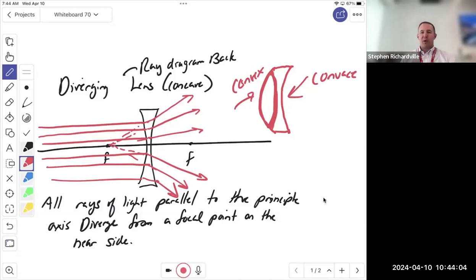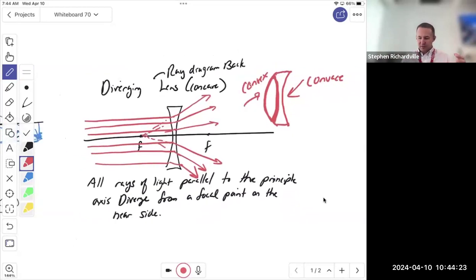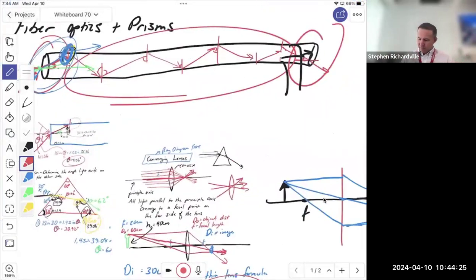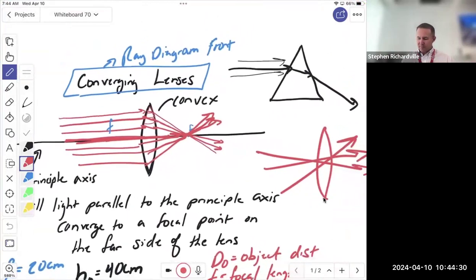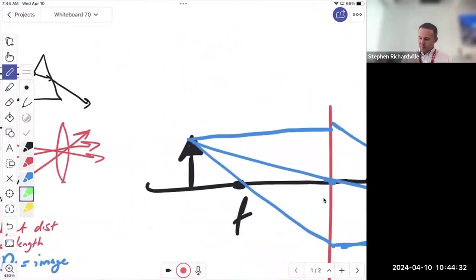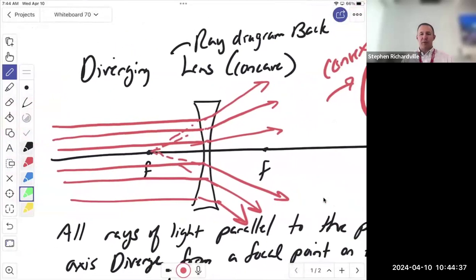So we're understanding the two different types of lenses individually. You got convex converging lenses, which make the light converge to a focal on the far side. And then you've got concave lenses, which make it diverge from a focal on the near side. So again, from our notes the other day, converging: all rays parallel converge to a focal on the far side. For diverging, all rays entering diverge from a focal on the near side.